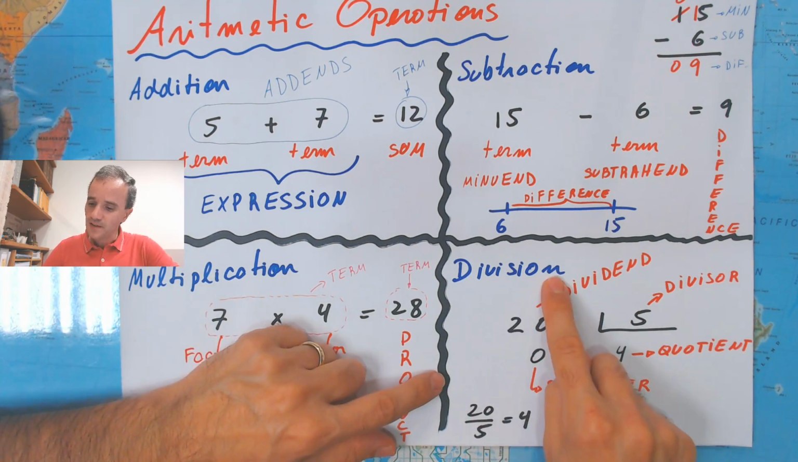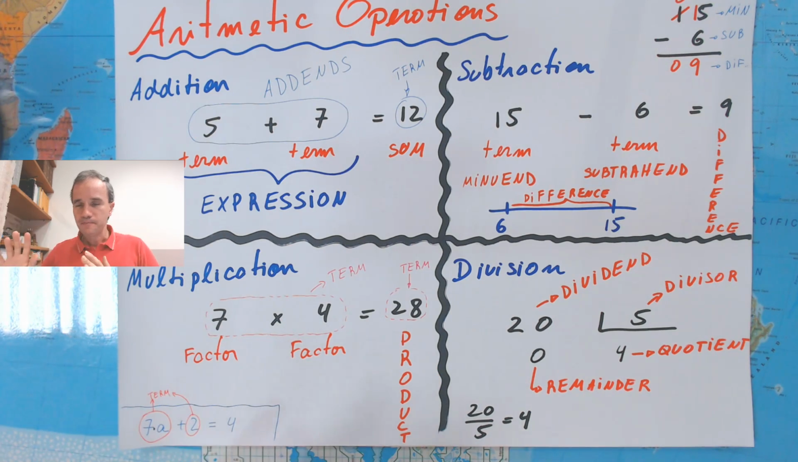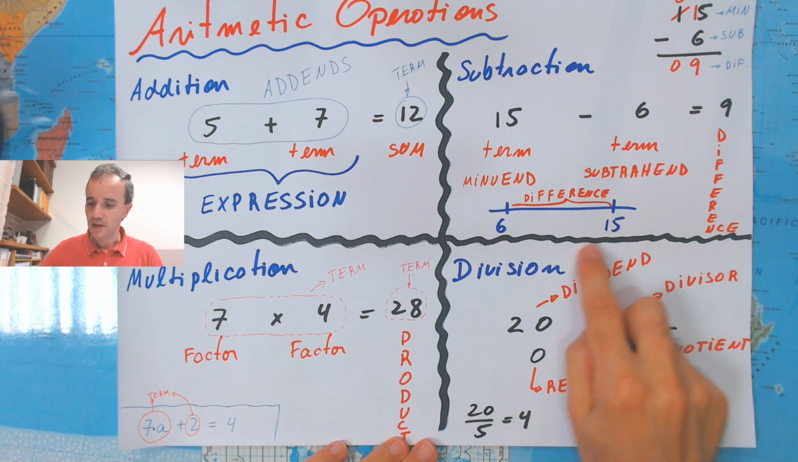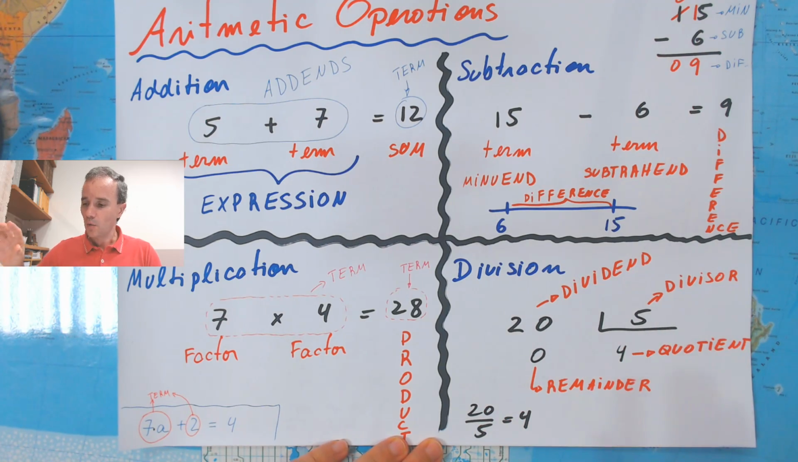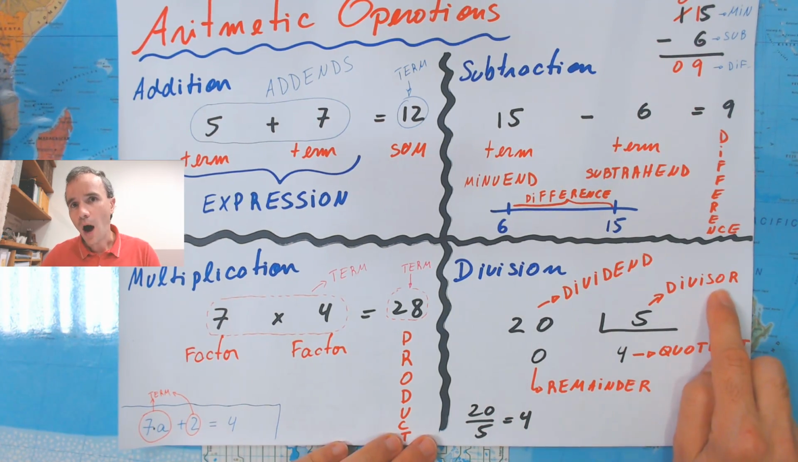Now, division: we have the dividend, then the divisor, then the quotient, and then the remainder, okay? And for those that are not very familiarized with the division names, let me tell you something. You start by the divisor. This is pretty obvious. Why?